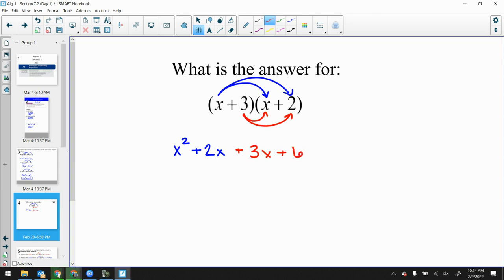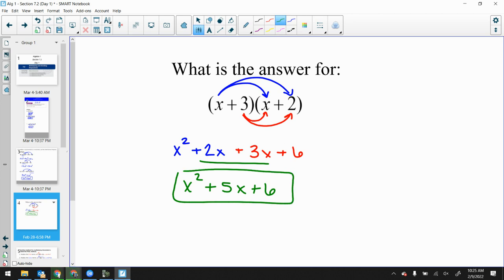Now, this is our first example where, what do you see happening in the middle? I can combine like terms. Are 2x and 3x like terms? So then I'm going to put those together. X squared plus 5x plus 6. And that would be my answer here.